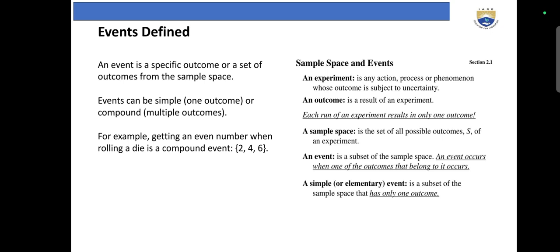For example, getting an even number while rolling a die is a compound event. The even numbers are 2, 4, 6, and when the die is rolled, the odd numbers are 1, 3, 5.